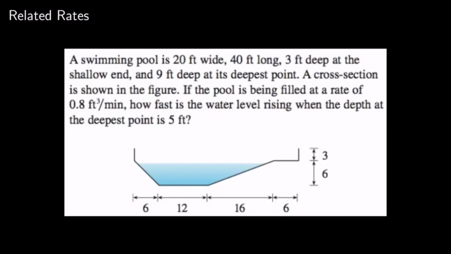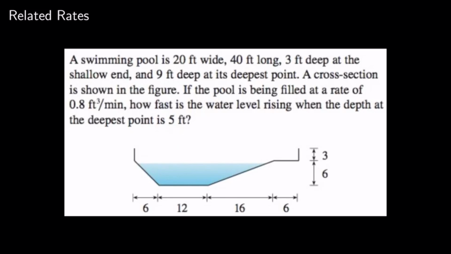water level is rising when the depth is 5 feet, right? The water level is going up, and based on the shape of the pool, you can imagine that the water level goes up really quickly at first, and it slows down and it slows down. And here, after it gets to 6 feet deep, probably the water level goes up at a constant rate, but not down here. So actually this picture is pretty accurate, right?